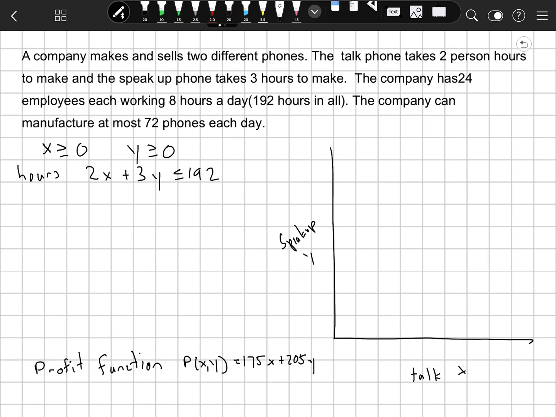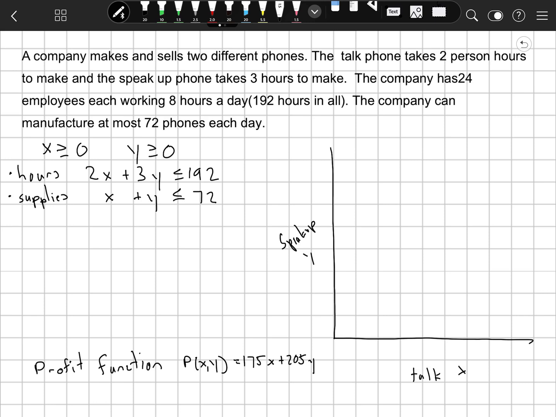has in a day. And one last constraint, the company can manufacture at most 72 phones a day. So maybe they only have supplies for 72. So that's an hours limitation, and maybe let's just call this supplies here. And we say x plus y has to be less than or equal to 72.